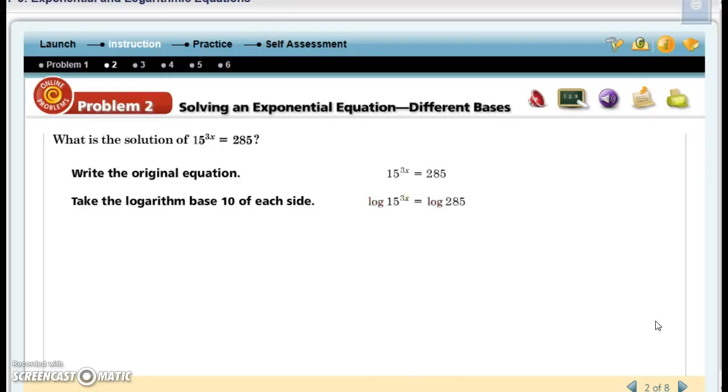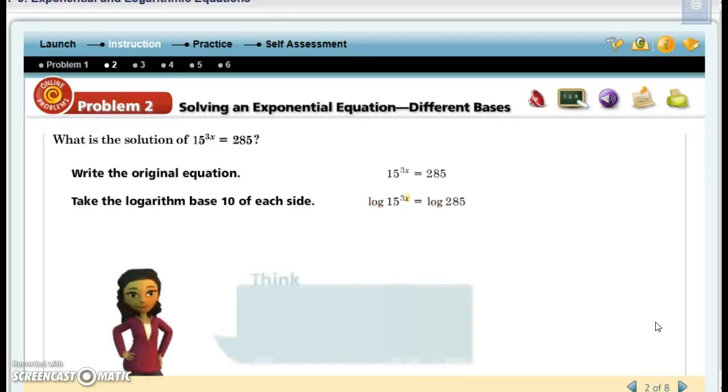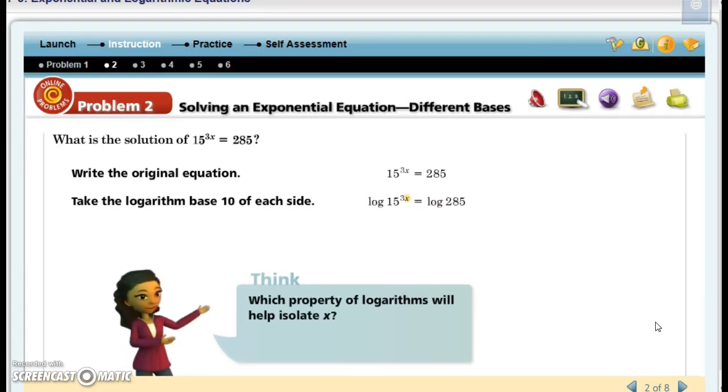All right, now, before we get to this, the base 10, you'll notice that I didn't write a 10 here. If there is no base written there, it's understood to be a base of 10, okay? So as long as I do the same thing to both sides, I'm keeping my equation balanced.